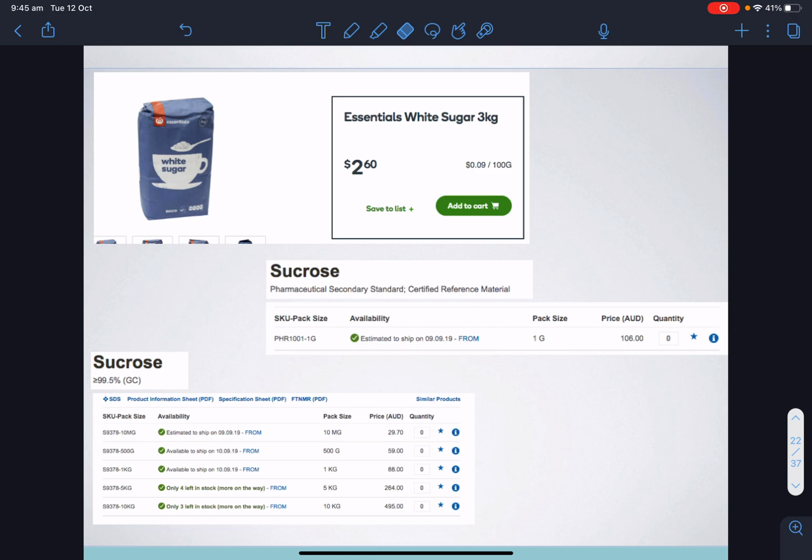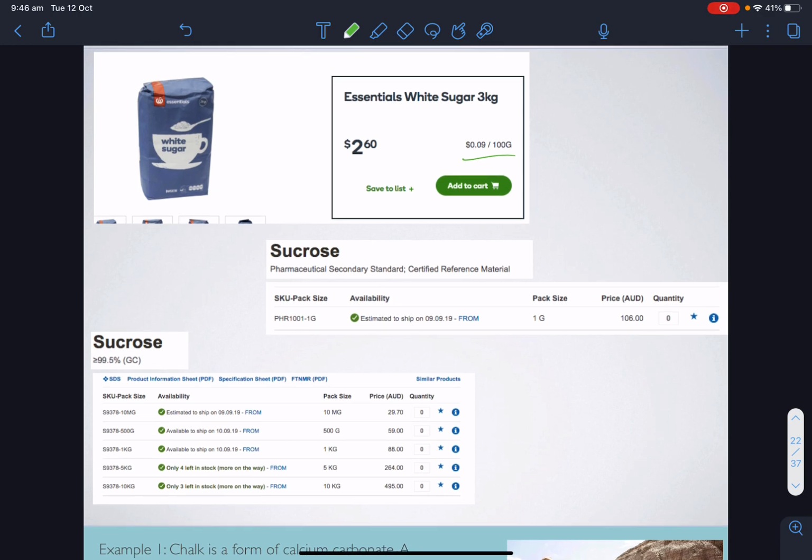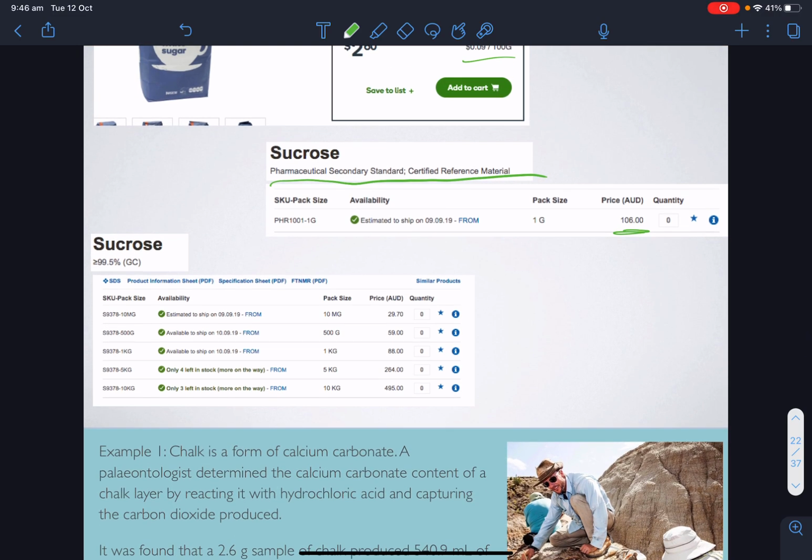I chose to use some examples that I pulled off of different websites. Here's some white sugar from, it looks like, Woolworths. It's $2.60 for 3 kilos, or 9 cents per 100 grams. That's good enough for eating and food. Then pharmaceutical, secondary standard: we've got 1 gram of sucrose for $106 Australian.